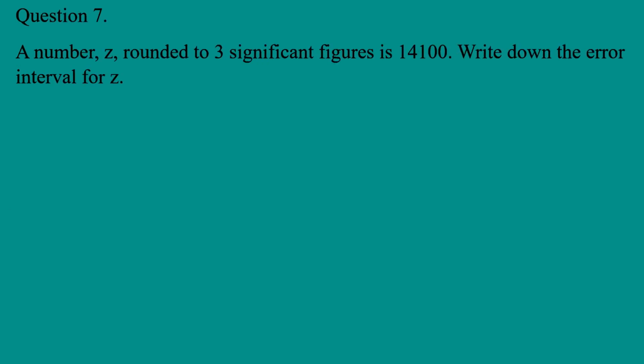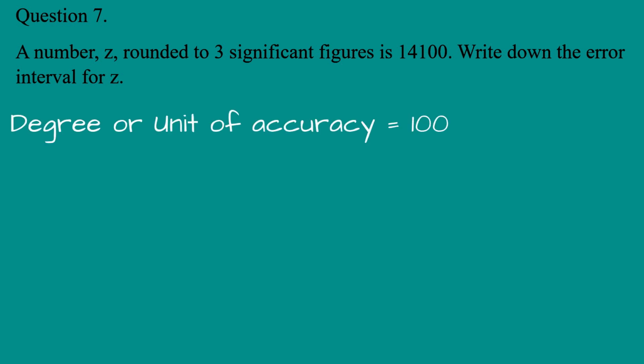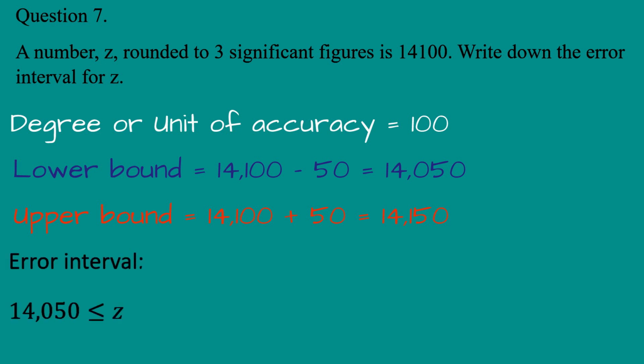Finally, for rounded values, let's look at question 7. If z is rounded to 3 significant figures, then it is rounded to the nearest 100. The degree of accuracy is 100, and half of this is 50. We take 50 away from 14,100 to give us the lower bound, 14,050, and add 50 to 14,100 to give us the upper bound, 14,150. The error interval is the inequality, z is greater than or equal to 14,050, and less than 14,150.